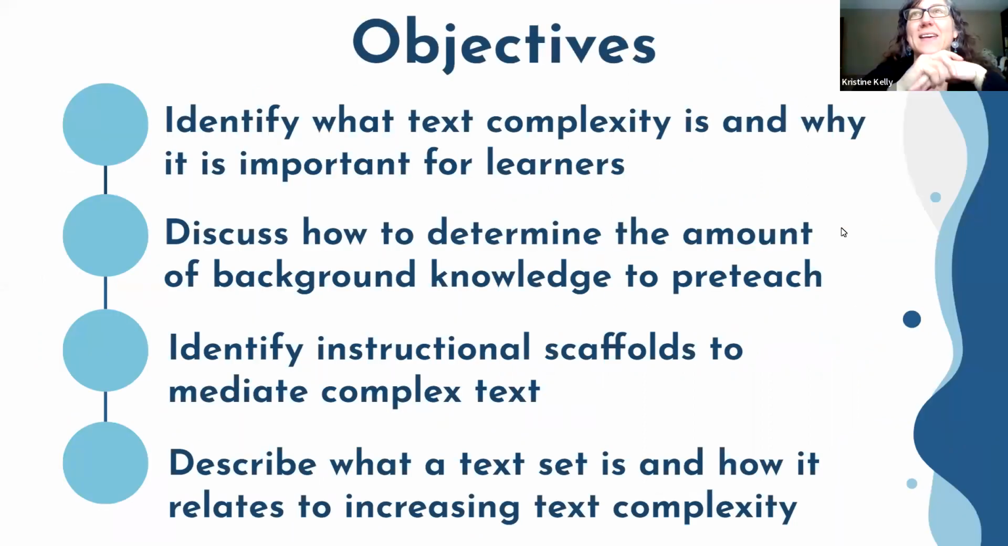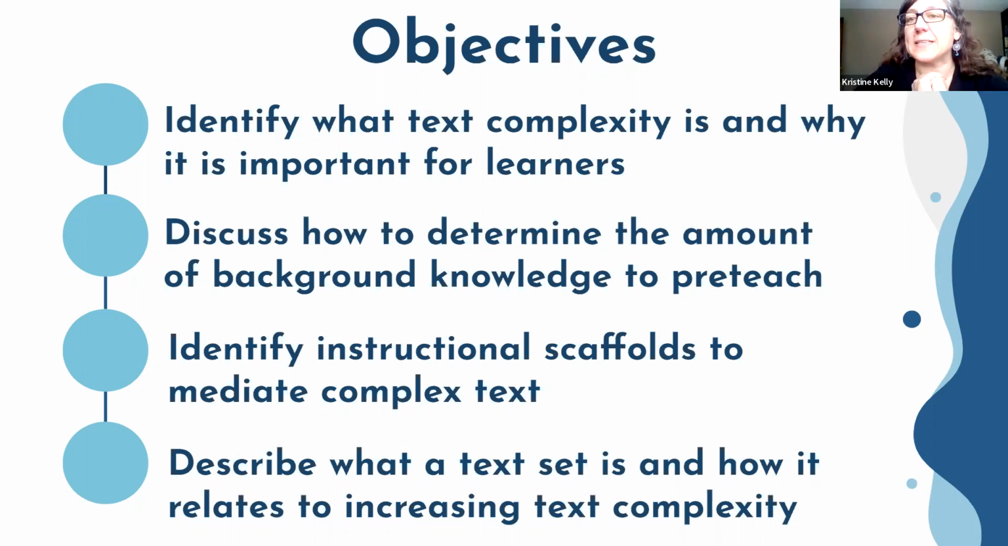So our objectives today are to identify what text complexity is and why it's important for learners. It's really important for our adults. We're going to talk a little bit about background knowledge and pre-teaching, which has been a really interesting topic of discussion ever since the College and Career Readiness Standards for Adults dropped in 2014. We're going to identify some instructional scaffolds to mediate complex text, and no doubt you already have some wonderful scaffolds that you use. You have an opportunity to talk about those.